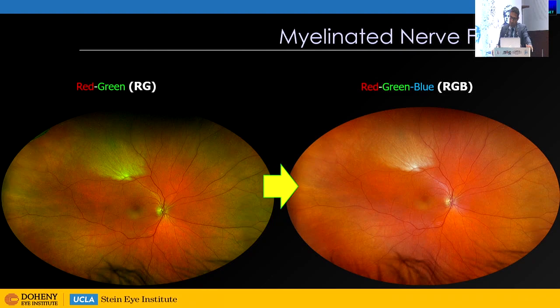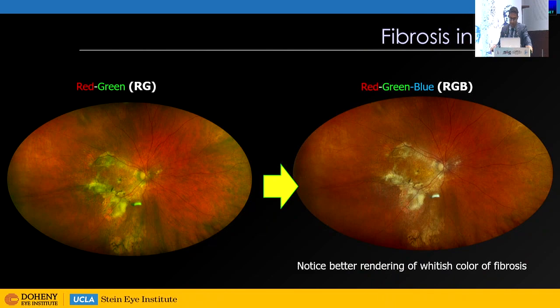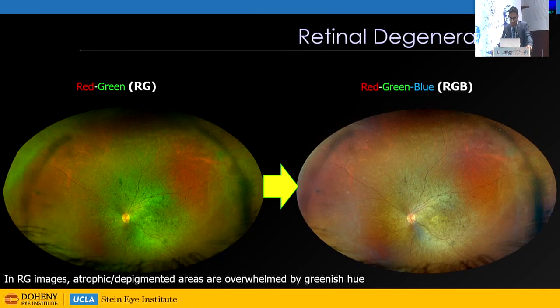Here's another example of a patient with myelinated nerve fiber. And again, you can see that the true natural whitish appearance of these lesions becomes very well apparent. Here's another patient who I've been treating for many years, has developed areas of subretinal fibrosis, and you can see again the more natural rendering of the whitish color of the fibrosis using RGB imaging.